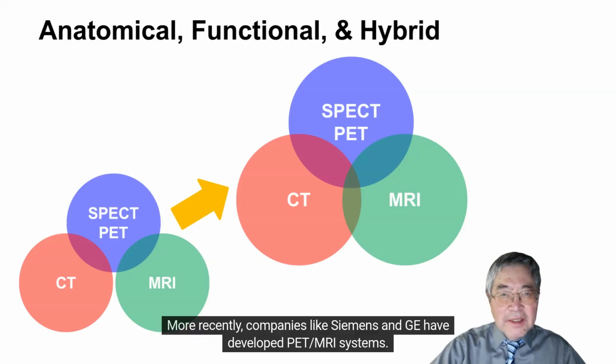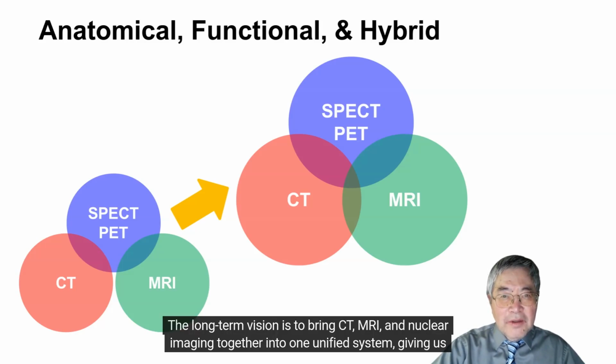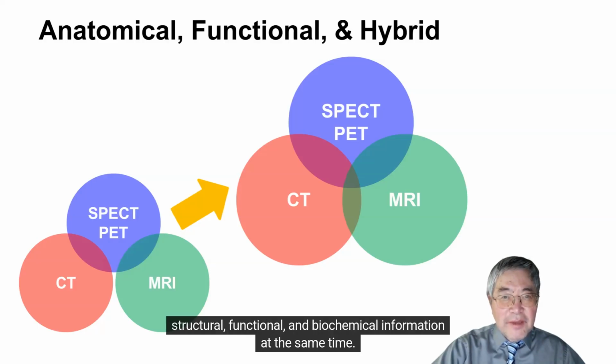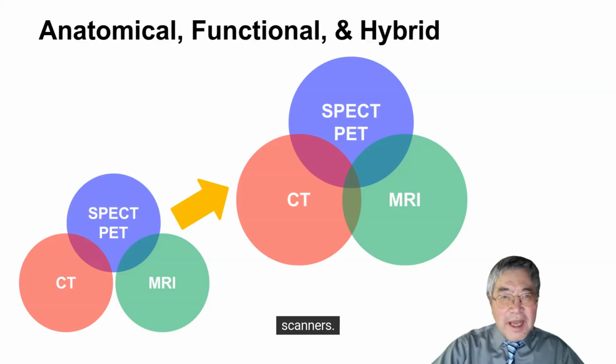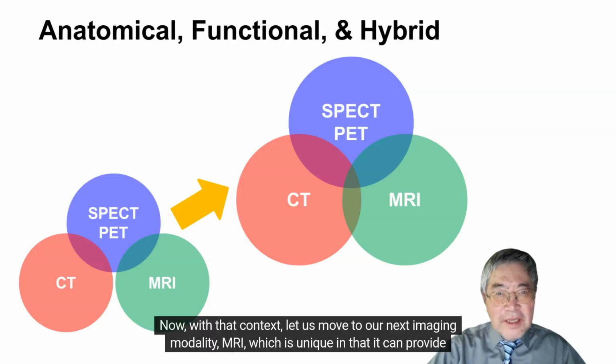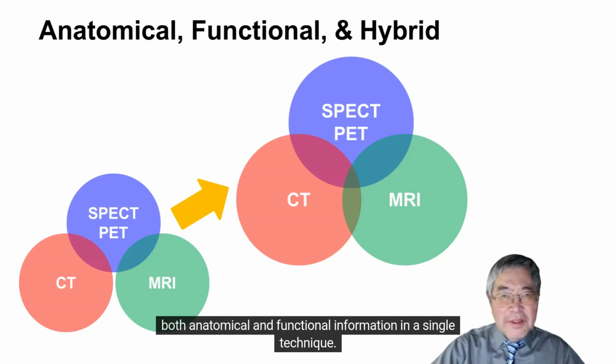More recently, companies like Siemens and GE have developed PET MRI systems. However, CT and MRI have not yet been commercially combined, although research is moving in that direction. The long-term vision is to bring CT, MRI, and nuclear imaging together into one unified system, giving us structural, functional, and biochemical information at the same time. This is the major trend in imaging, moving from individual modalities to hybrid and eventually fully integrated scanners. Now, with that context, let us move to our next imaging modality, MRI, which is unique in that it can provide both anatomical and functional information in a single technique.